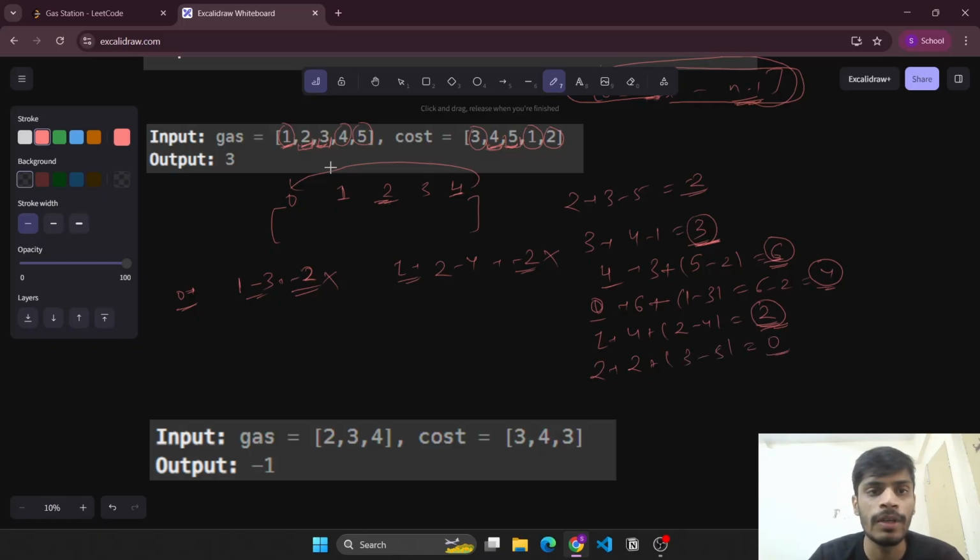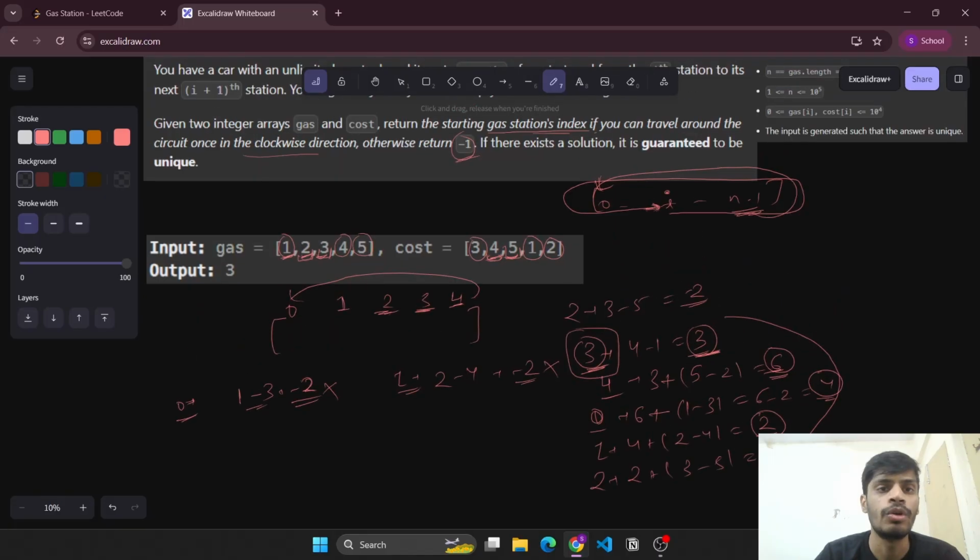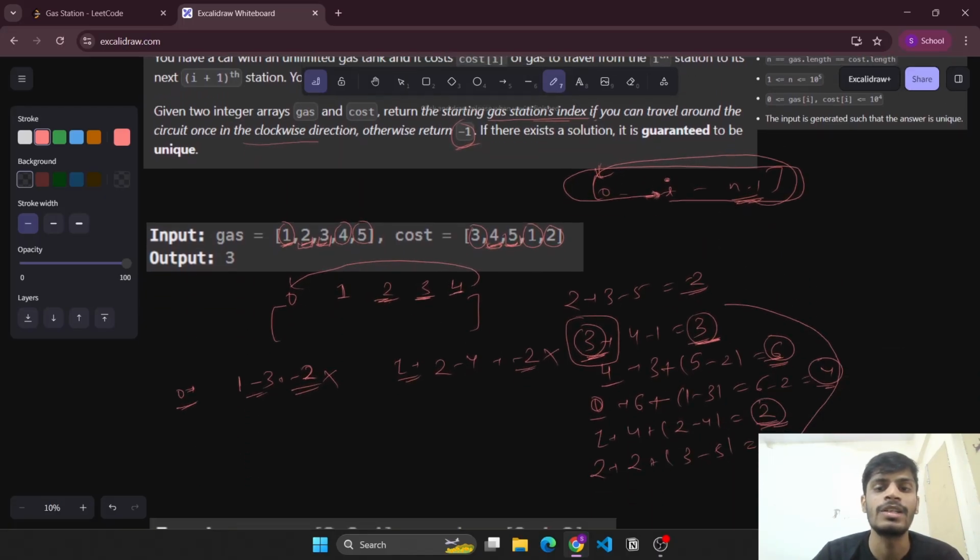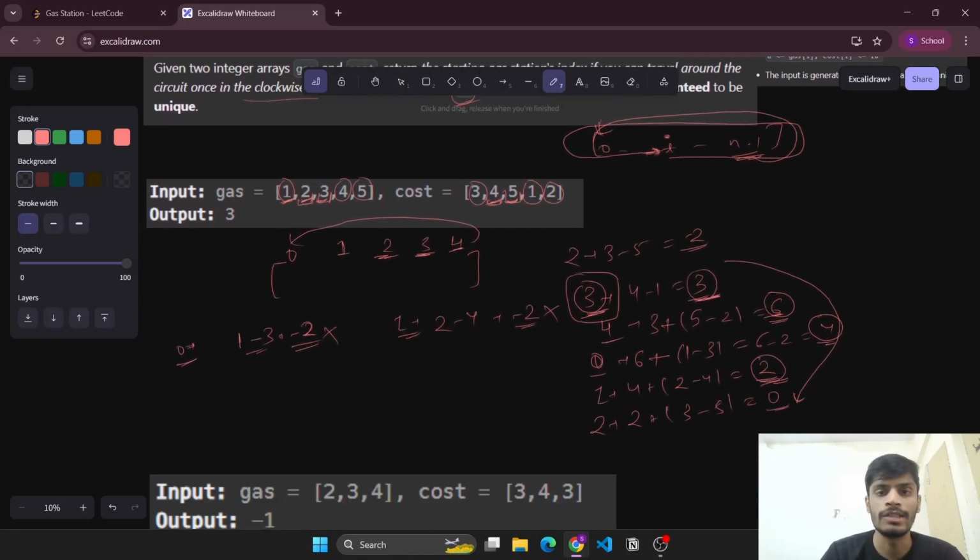So now we have reached the 3rd gas station again, and hence we are able to do this without making our current gas negative. Hence 3 can be our starting point to move in the clockwise direction to complete the path, meaning to reach the starting index again. So hence the output here was 3.